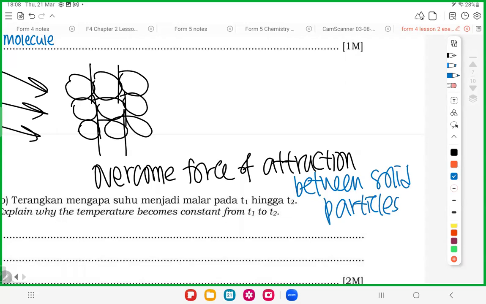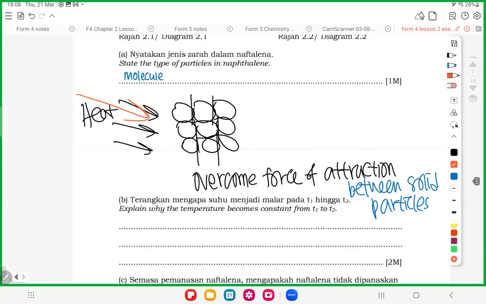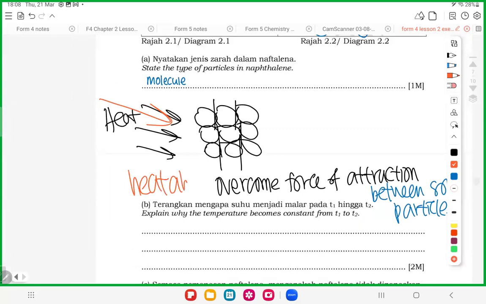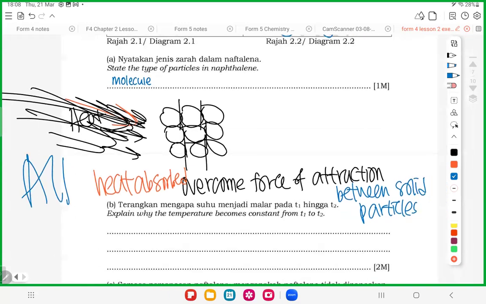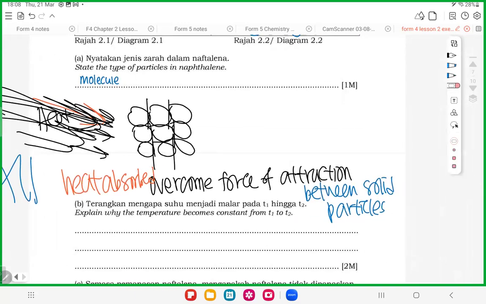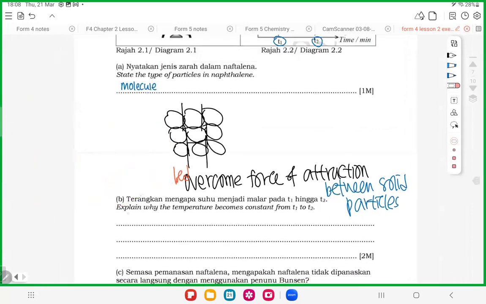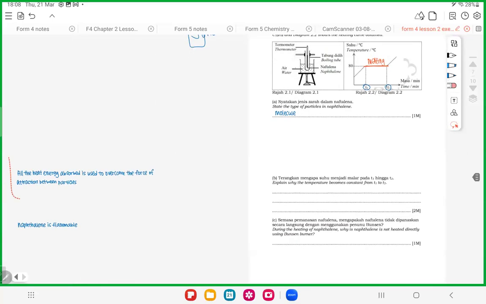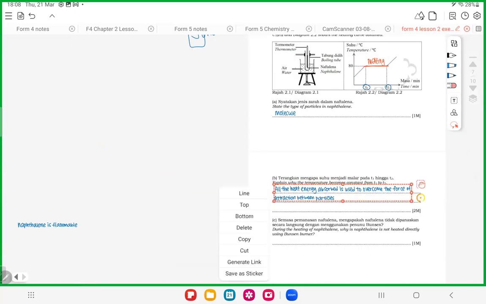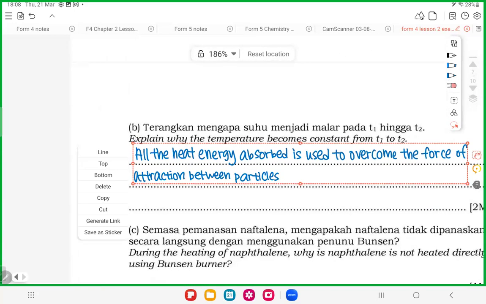And add one more word. This heat that we take in is called heat absorbed. So all the heat that you take in, you use to do the cutting. Every single heat you take in, you use to cut it. So you have to put the word all. All the heat absorbed is used to overcome the force of attraction between solid particles. Yeah, that's it. So that is how it works.